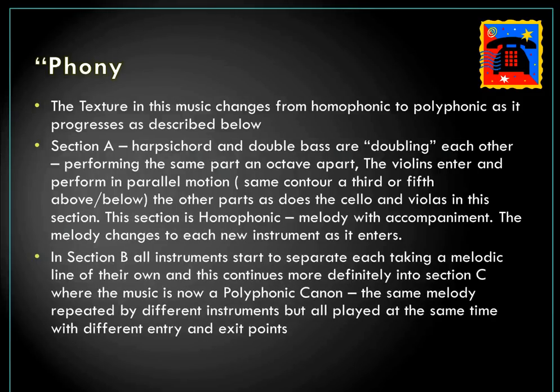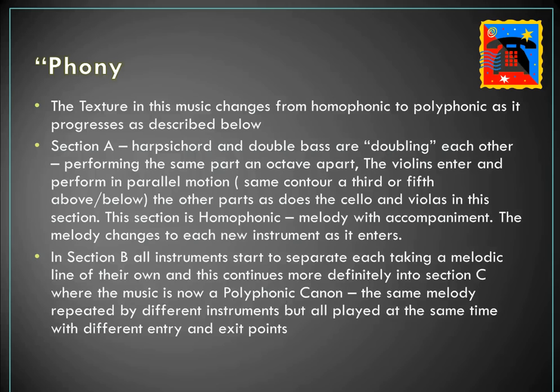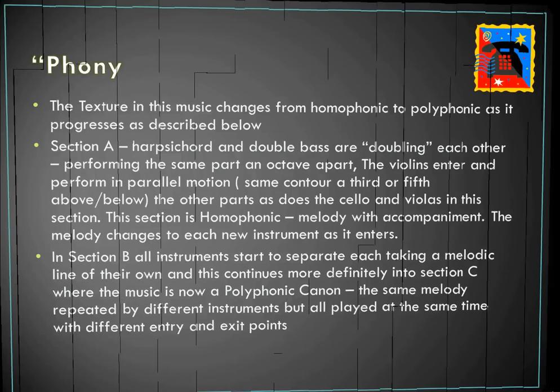Then section B, all instruments start to separate, each taking a melodic line of their own, and this continues more definitely into section C, where the music is now a polyphonic canon, which means the same melody repeated by different instruments, but all played at the same time with different entry and exit points. And just as I gave you the example of Frere Jacques, one instrument might start the actual melody, and then 2 bars later another instrument starts, and another 2 bars another instrument starts. So you've got 3 instruments playing the same melody but at different times, all at the same time. And as you could hear with that lovely example before, go back and have another listen. It really is a beautiful piece of music, and it just works so beautifully together.